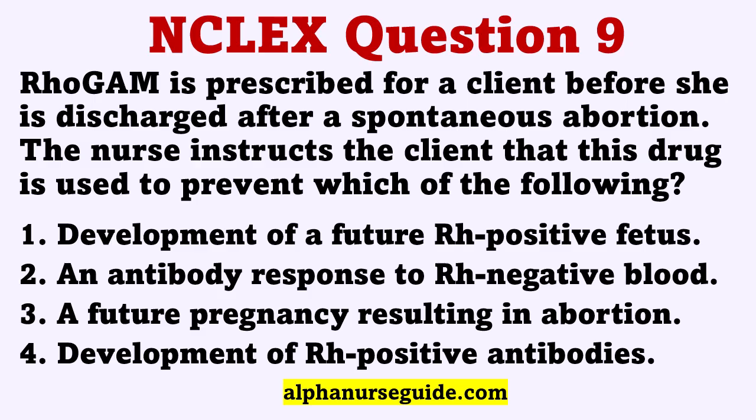The correct answer is 4. Rh sensitization can be prevented by RhoGAM, which clears the maternal circulation of Rh-positive cells before sensitization can occur, thereby blocking maternal antibody production to Rh-positive cells. Administration of this drug will not prevent future Rh-positive fetuses, nor will it prevent future abortions. An antibody response will not occur to Rh-negative cells. Rh-negative mothers do not develop sensitivities if the fetus is also Rh-negative.